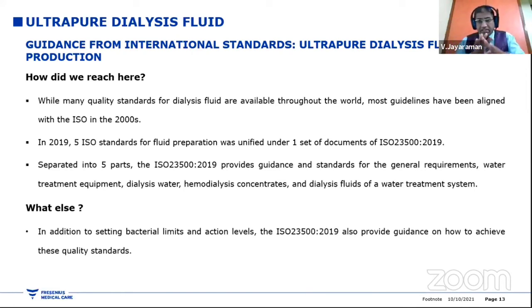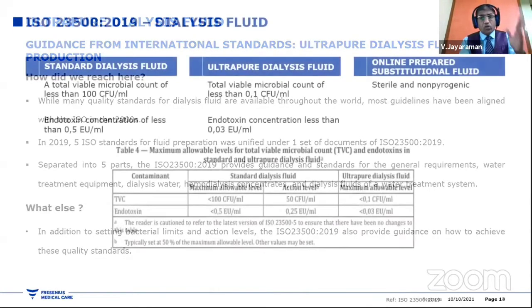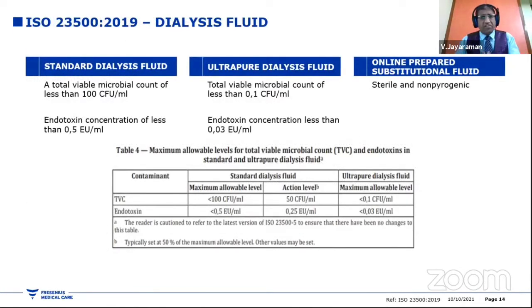What else? It doesn't give just the action levels or the maximum levels. It also provides guidance on how to achieve these standards. Amazing. You have the standard fluid, which is 100 and less than 100, then the action level is 50. Endotoxin is 0.5, then the action level is 0.25. Ultra pure dialysis fluid, a few minutes before I said.